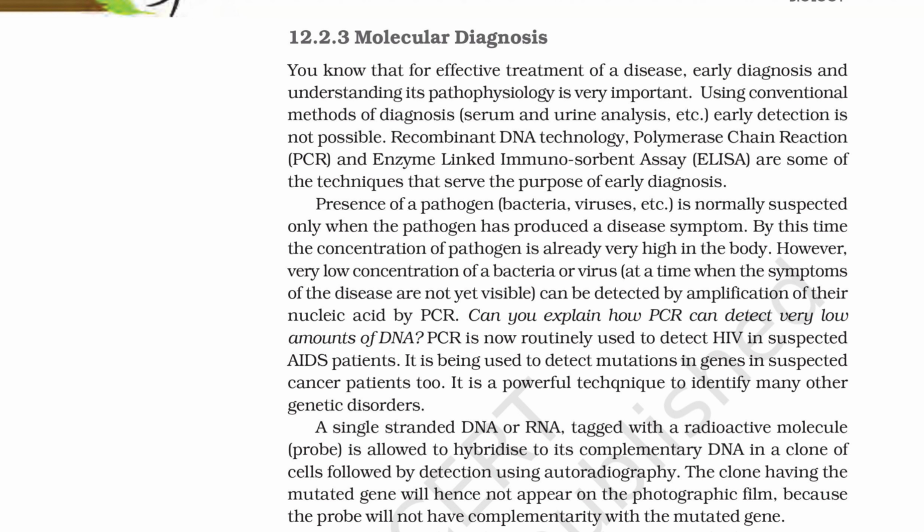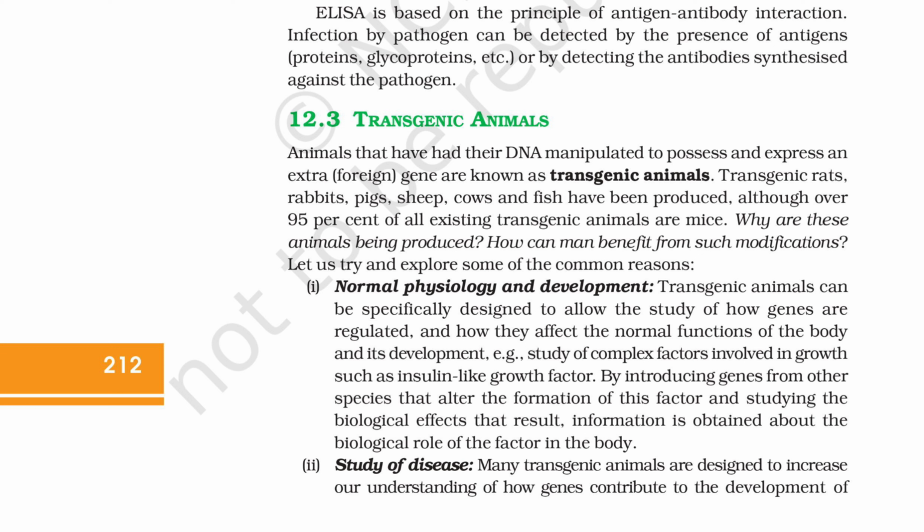PCR is now routinely used to detect HIV in suspected AIDS patients. It is being used to detect mutations in genes in suspected cancer patients too. It is a powerful technique to identify many other genetic disorders. A single-stranded DNA or RNA, tagged with a radioactive molecule (probe), is allowed to hybridize to its complementary DNA in a clone of cells, followed by detection using autoradiography. The clone having the mutated gene will hence not appear on the photographic film, because the probe will not have complementarity with the mutated gene.